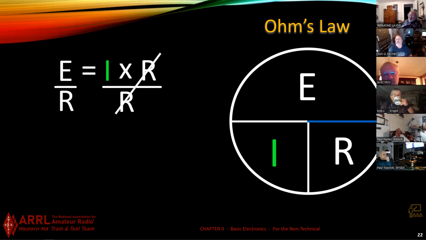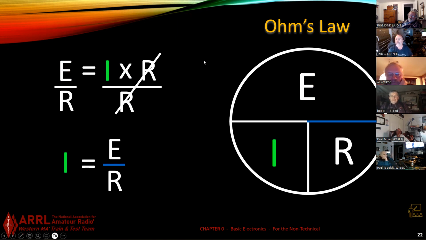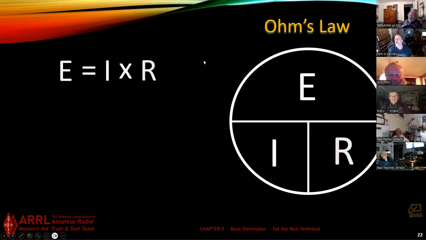Divide by R rather. Cross out the R's and guess what you get? I equals E over R. The same holds true if you want to solve for R. Look at the circle chart again. It's E divided by I.